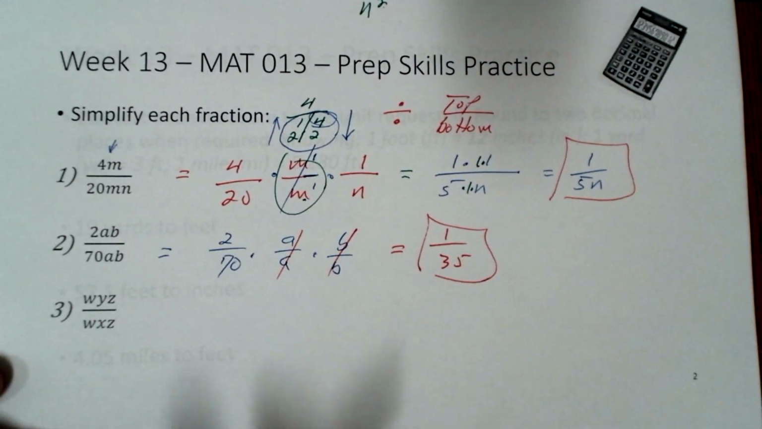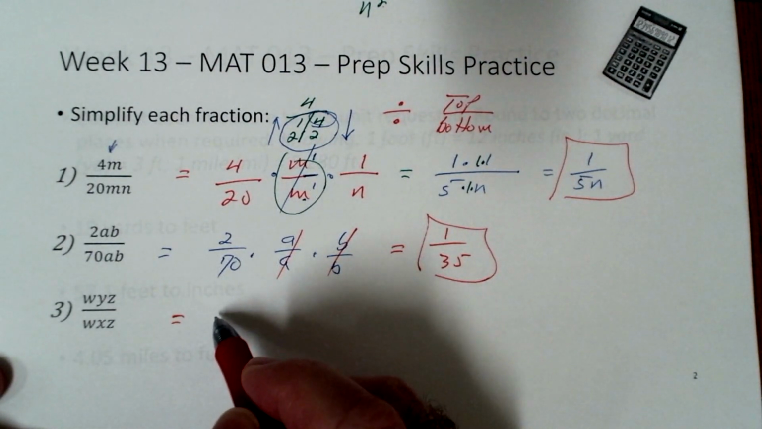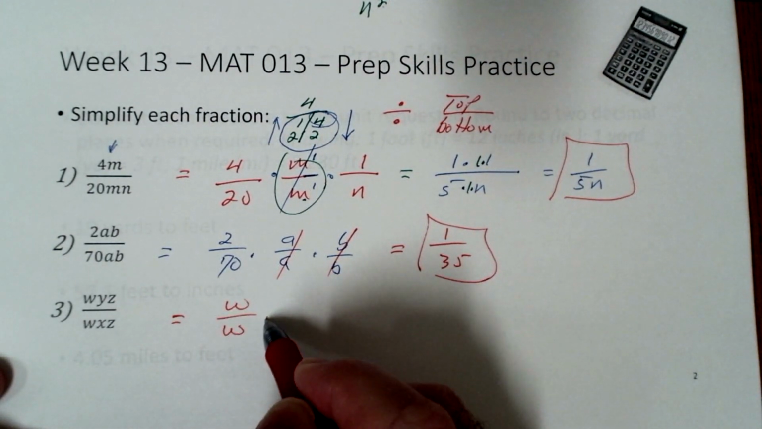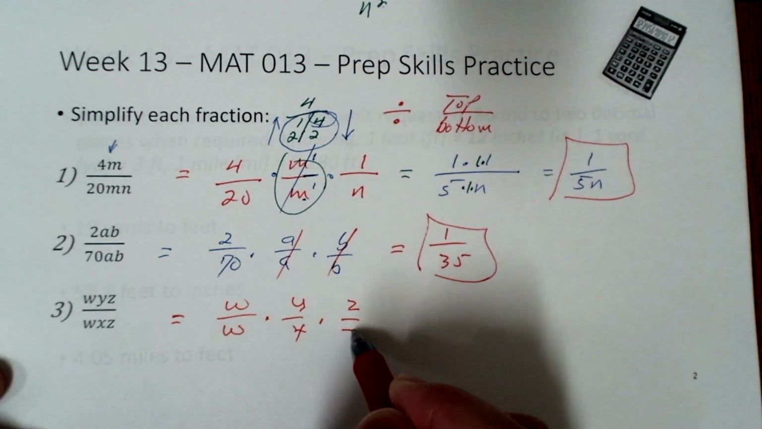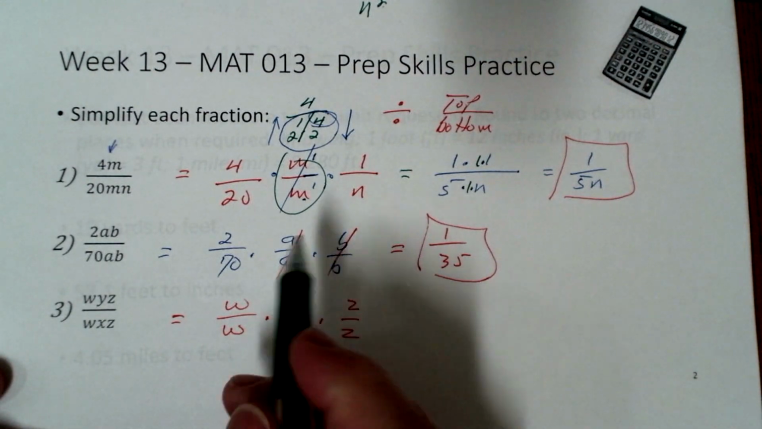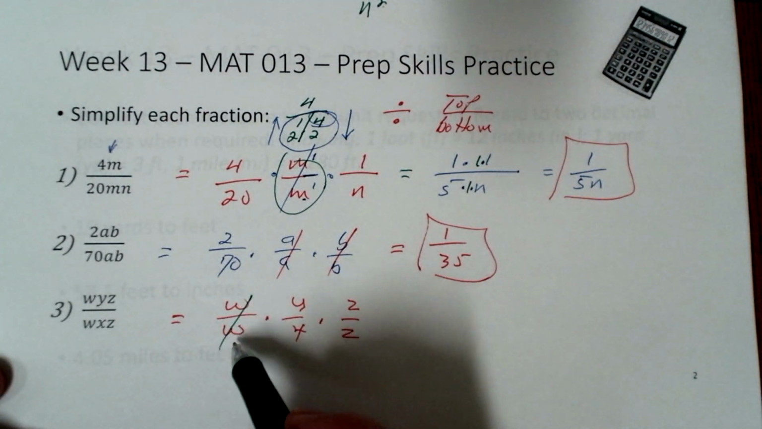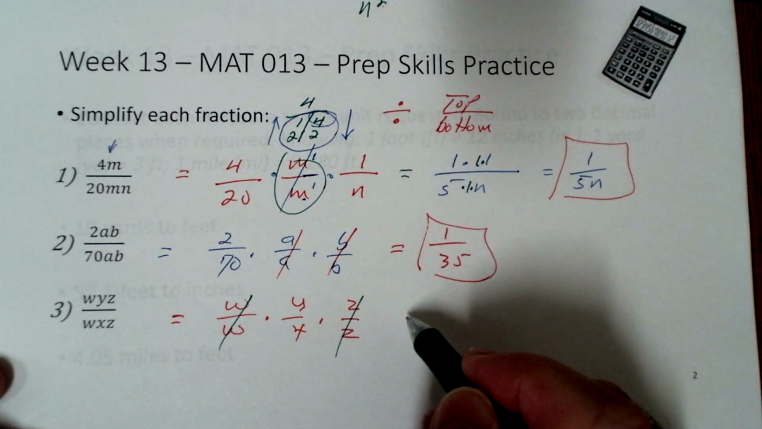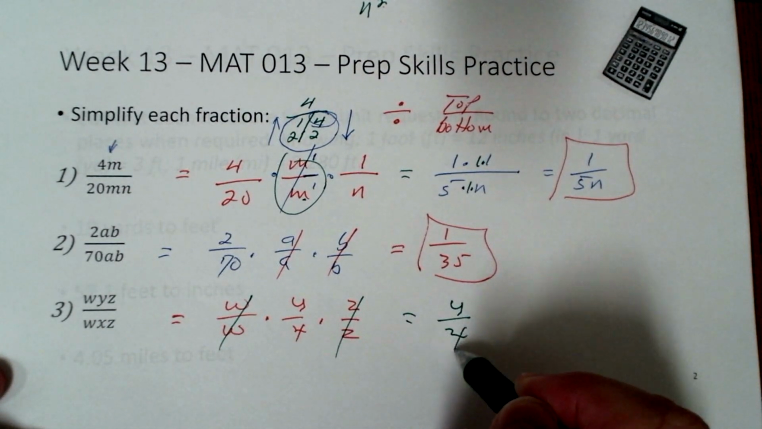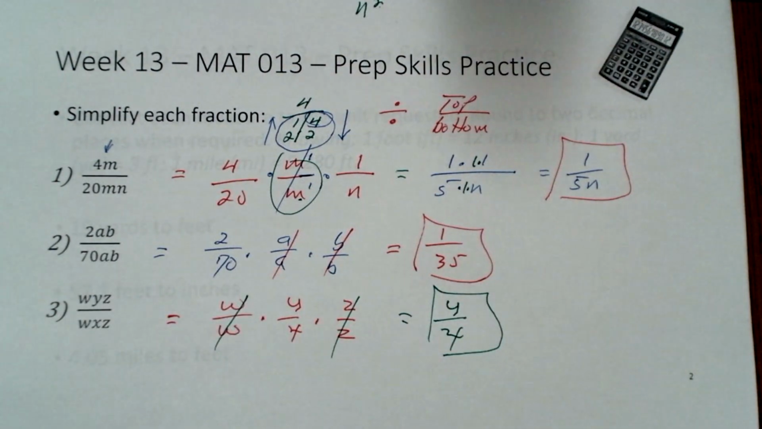Okay. And lastly here, we can see this one as w over w times y over x times z over z. Your w's are going to cancel each other out. 1 minus 1 is 0. What are we left with? We're left with y over x. That is our final solution.